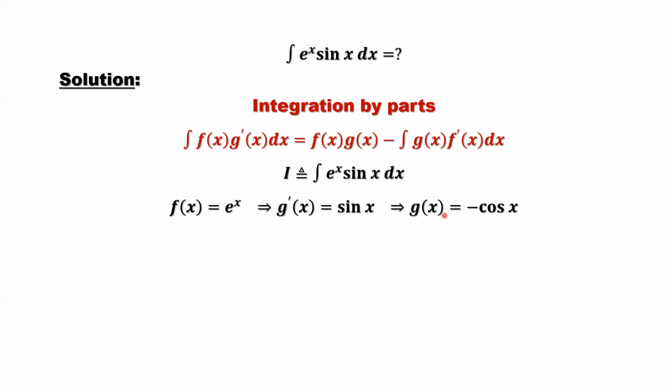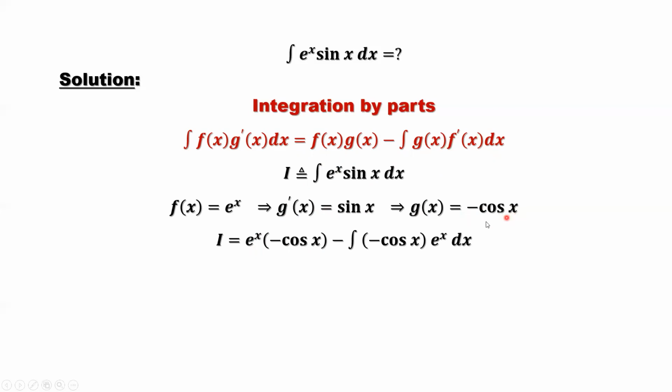Why do we need g of x? Because inside of this formula, we have g of x here, g of x here. Now we are ready to apply this formula. In our situation, f is e to the power x, g is negative cosine x. The right-hand side, that's f times g, minus g times f prime.